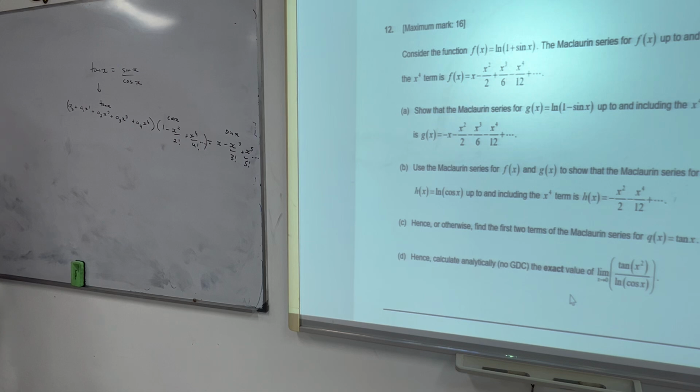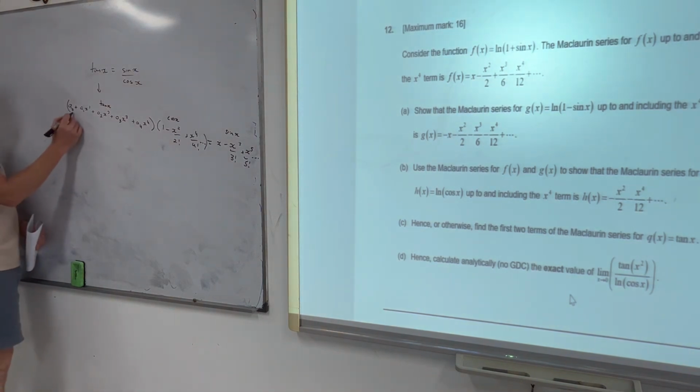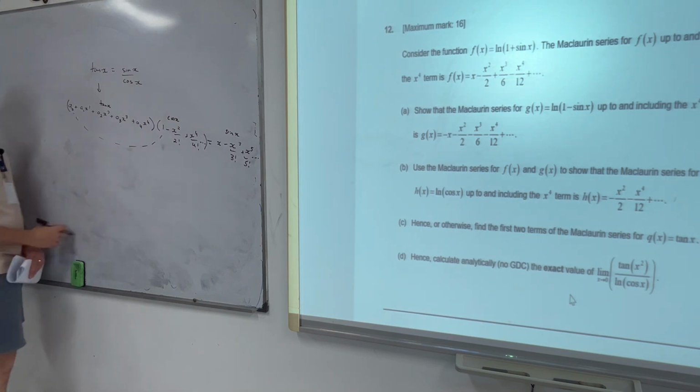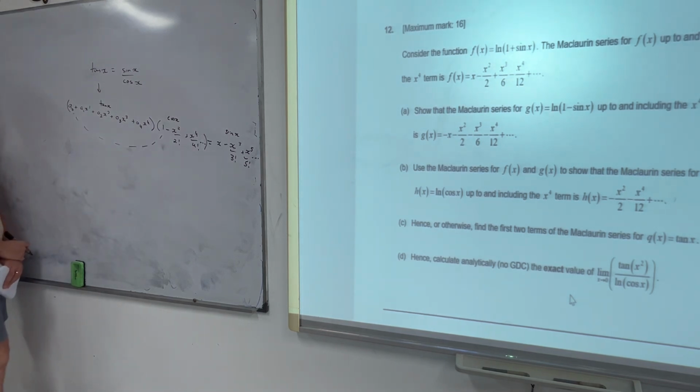Well, let's look at our first multiplication. a0 times 1. So let's look at the constants. a0 times 1 equals 0. There's no constant on the sine x. So a0 is 0, if it ever comes up again, a0.